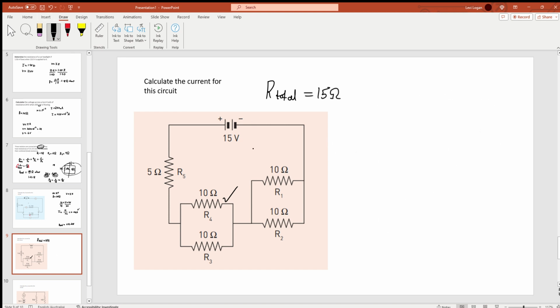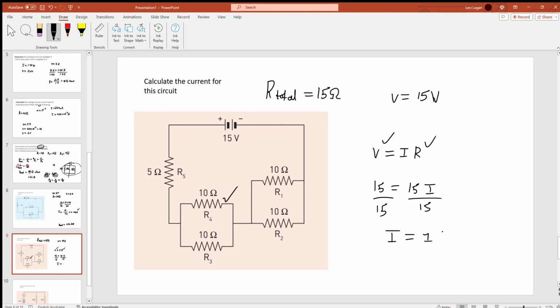We've also been given the voltage is 15 volts. So Ohm's law is V=IR. You have that and you have that. We've got to find I. So plug in V, which is 15, equals R, which is 15, times I. So you're going to have 15I. Divide by 15. So the current is 1 amp.